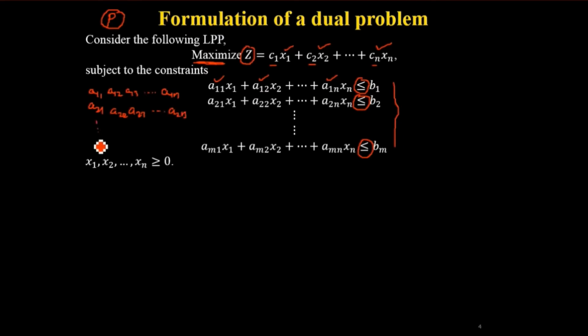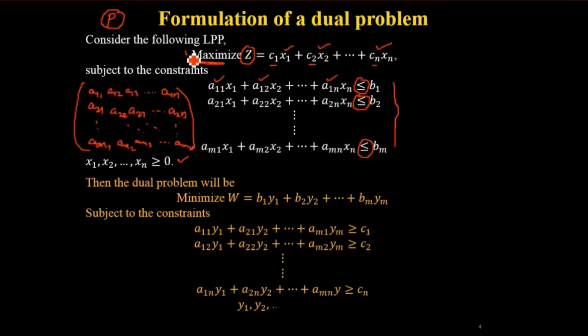a2n, and like this, am1, am2, am3 and so on, amn. So those things are there. So this matrix we have to take the transpose. Okay, and this x1, x2, x3, xn variable will be replaced by other notated variables. Okay, and it will satisfy the non-negativity condition. So let us see if we apply those things, then how the final form looks like.